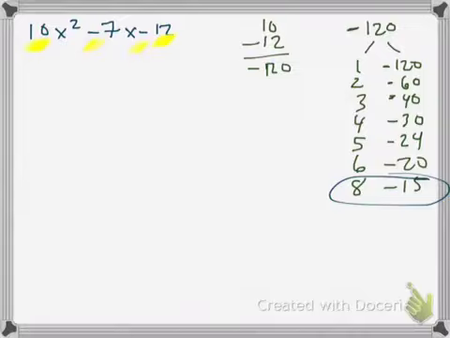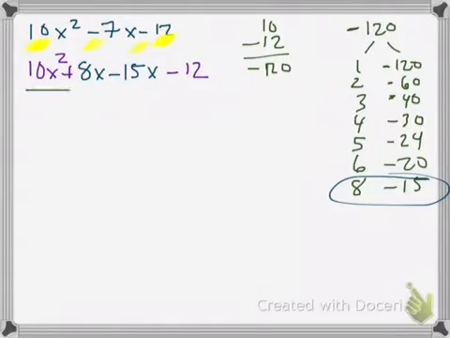So since 8 minus 15 is negative 7, I can rewrite this negative 7x as 8x minus 15x. And I keep the other two terms, the 10x squared and the negative 12, the same. So now I've created an extra term. I've got 4 terms. I can do factor by grouping.